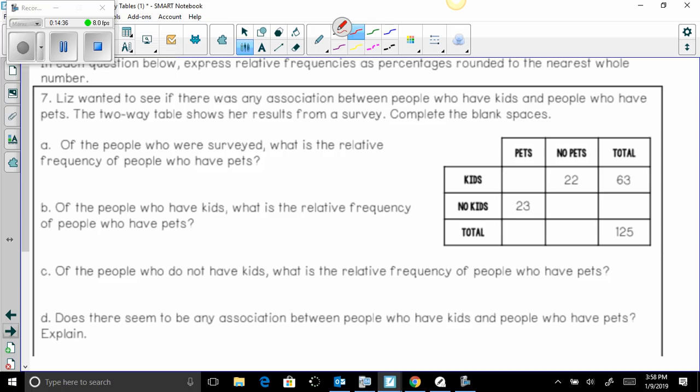Complete the blank spaces. So, how many total people had kids, whether they had pets or not? The amount of people who had kids is 63. So then these two things right here should add to 63. What's this blank spot right here? Very good, it's 41.